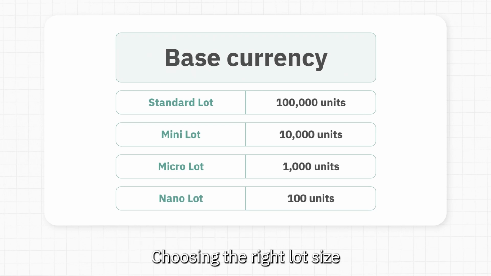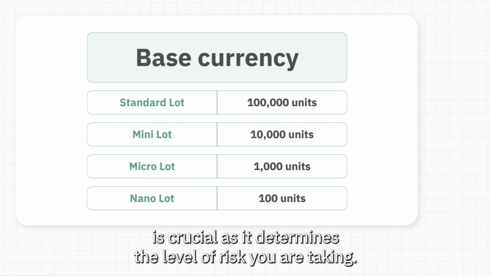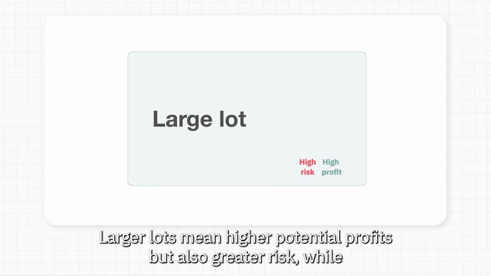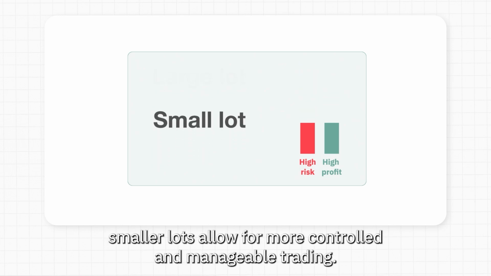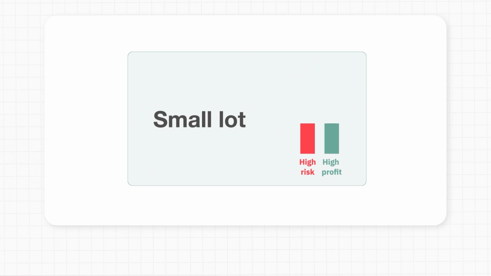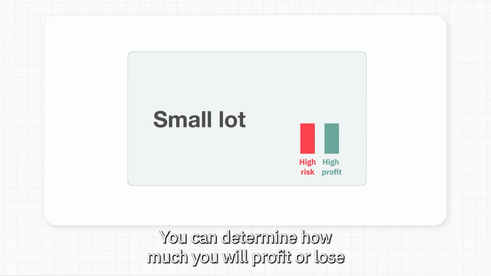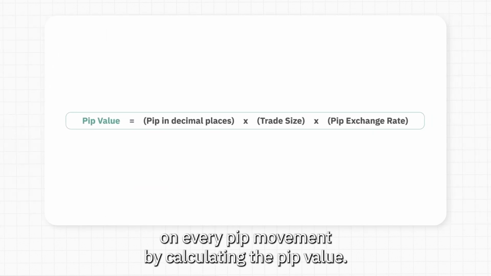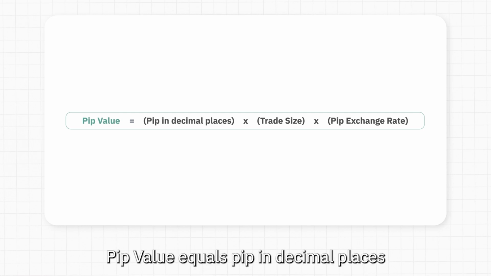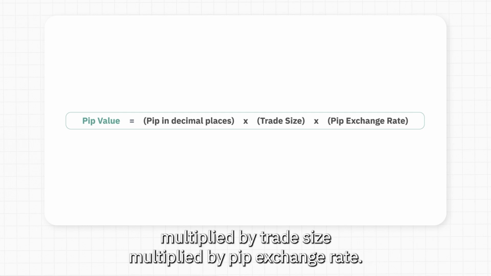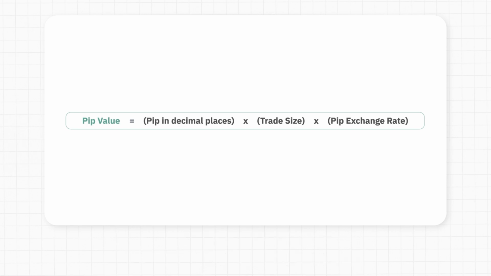Choosing the right lot size is crucial as it determines the level of risk you are taking. Larger lots means higher potential profits but also greater risk, while smaller lots allow for more controlled and manageable trading. You can determine how much you will profit or loss on every pip movement by calculating the pip value. Pip value equals pip in decimal places multiplied by trade size multiplied by pip exchange rate.